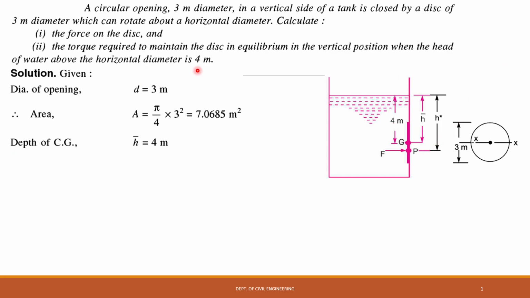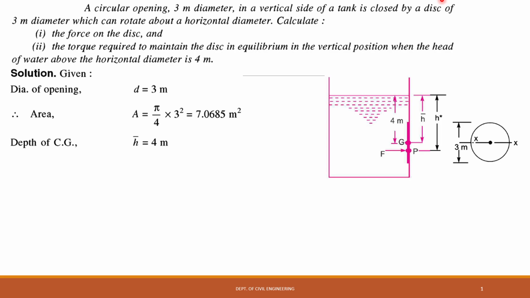In the question, it is said that the head of water above the horizontal diameter is 4 meters. So here you have the horizontal diameter. From this point to the top level of the water, the distance is 4 meters. So this 4 meters is already given in the question. Now we'll find out what is the value of F.